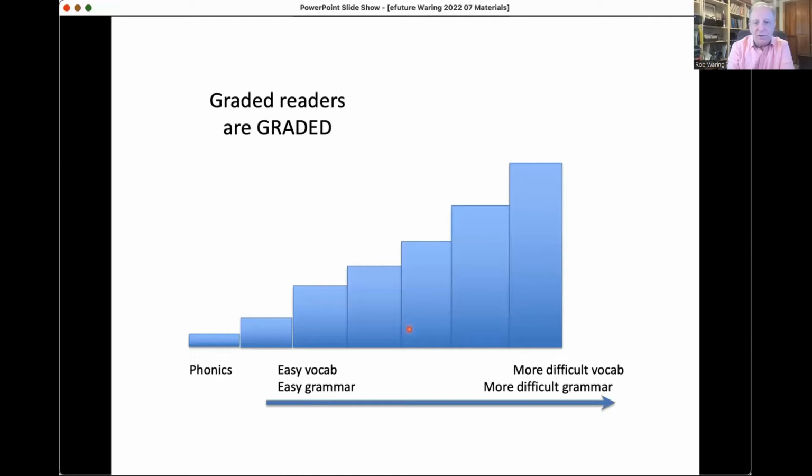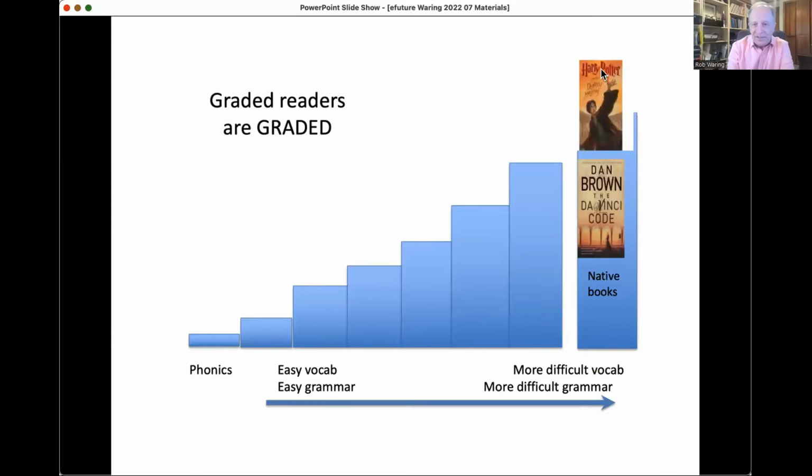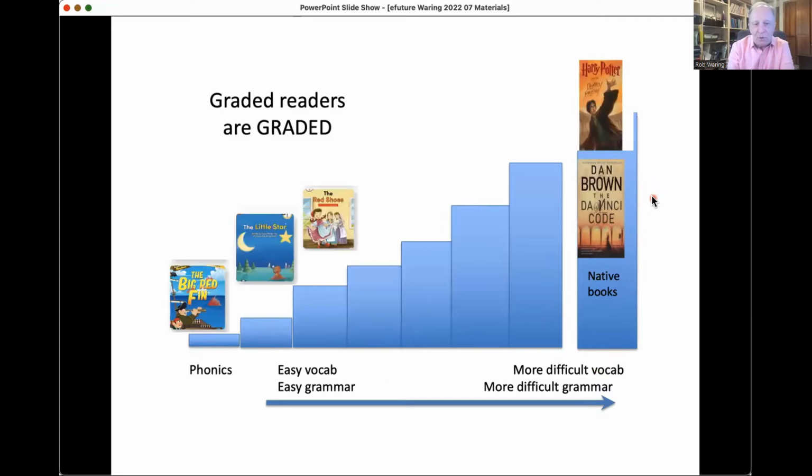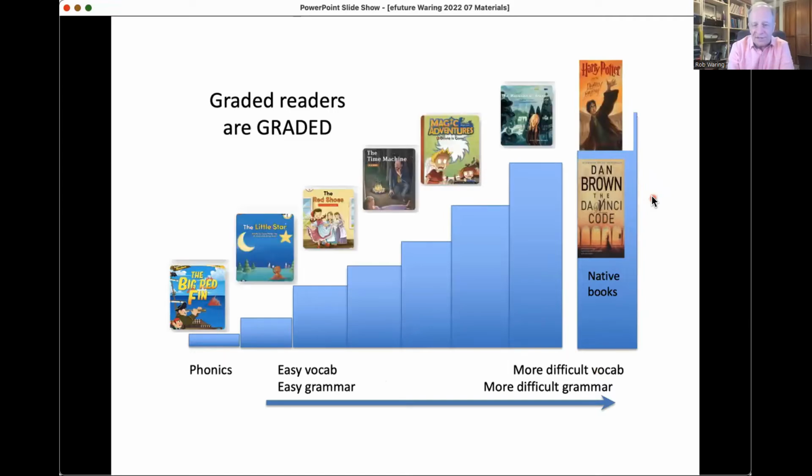So graded readers are graded from phonics level all the way up to native books. And the idea here is that the target is to read these books. So in order to do that, we need to build up by going through various systems. Start with phonics, start with easy readers with easy vocabulary and grammar. Then you move up, then you move up, and eventually get to here, like steps. So we need to make sure they're graded up to this. And you need to find out where your students are. Please do not start here.